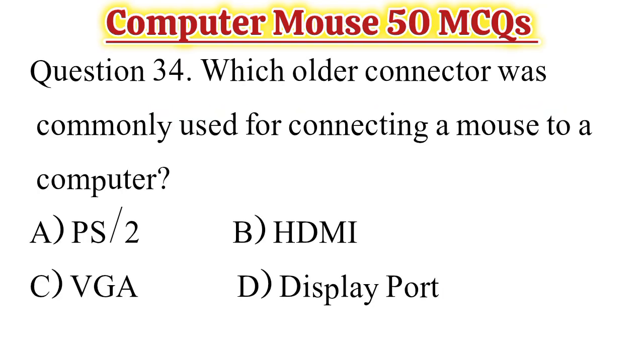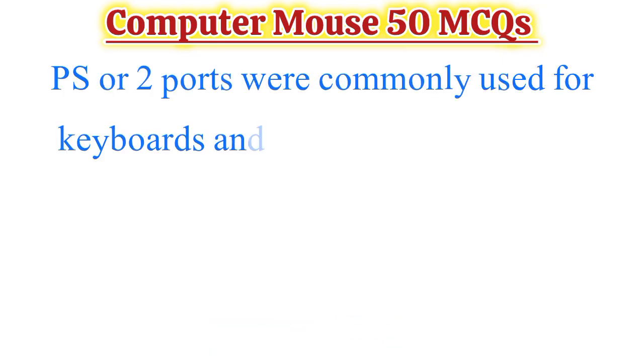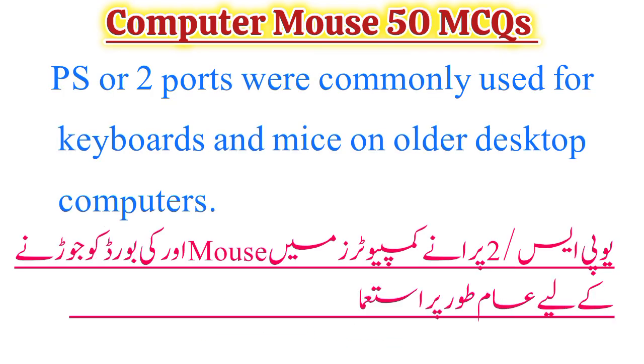34. Which older connector was commonly used for connecting a mouse to a computer? A. PS2. B. HDMI. C. VGA. D. DisplayPort. Answer: A. PS2. PS2 ports were commonly used for keyboards and mice on older desktop computers.